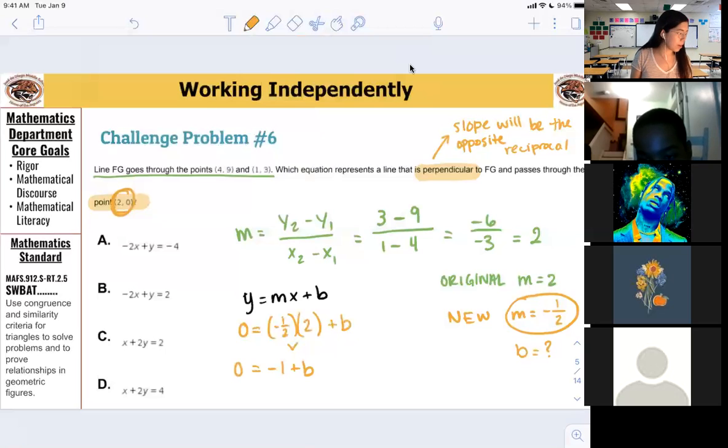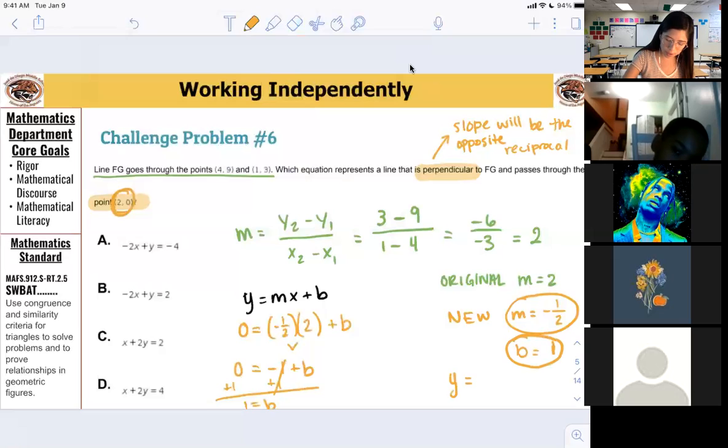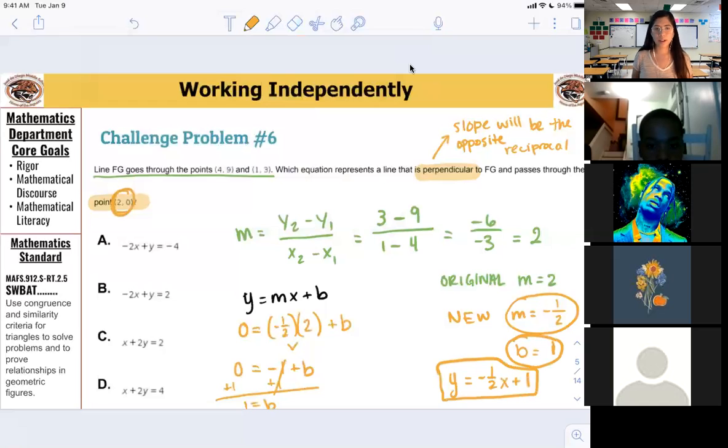And if I want b to be all by itself, what should I add to both sides? Right, I add 1 to both sides. So I know that 1 equals b. So my y-intercept is 1. Now I know my slope and I know my y-intercept. I know that the full equation is going to be y equals -1/2 x plus 1. That's my equation.